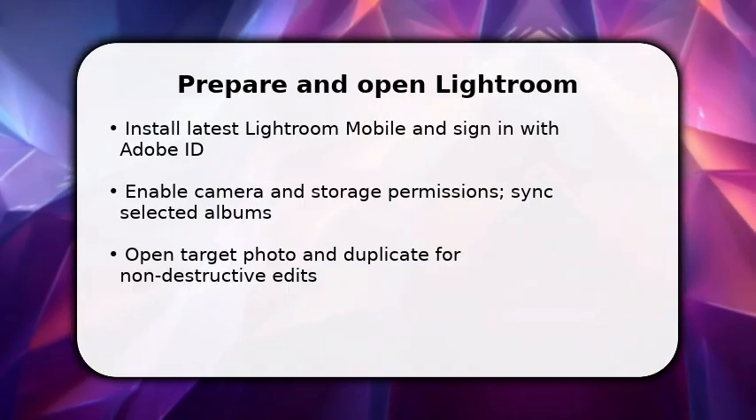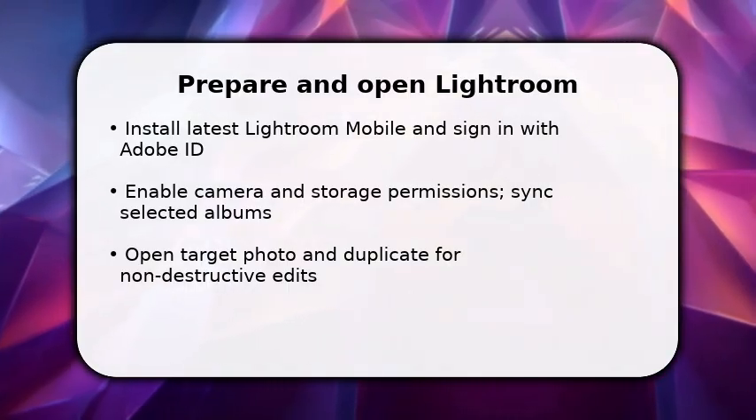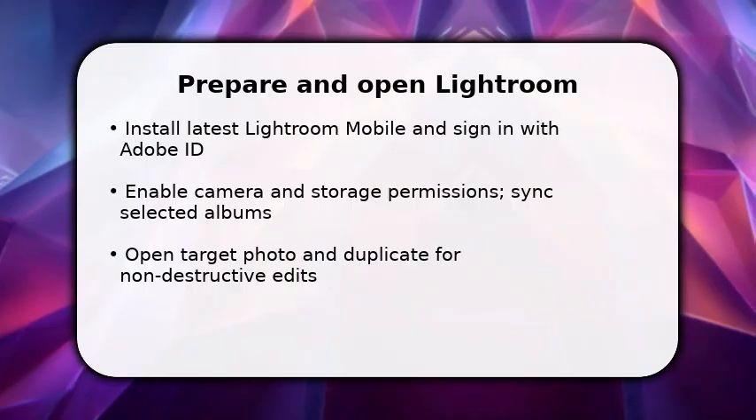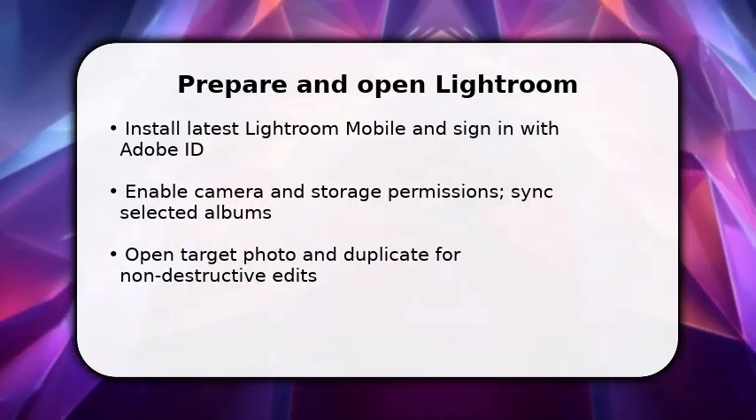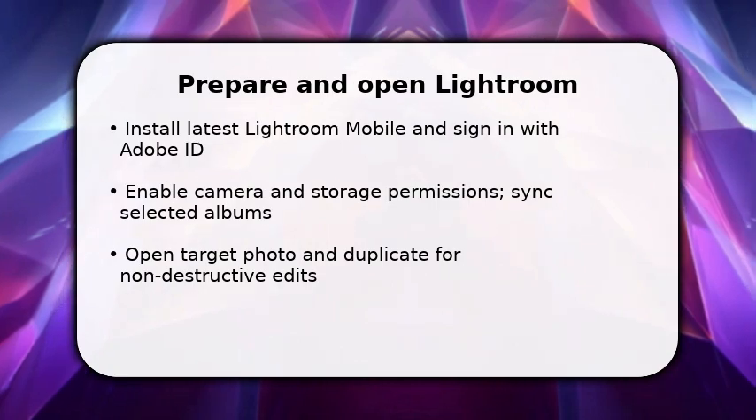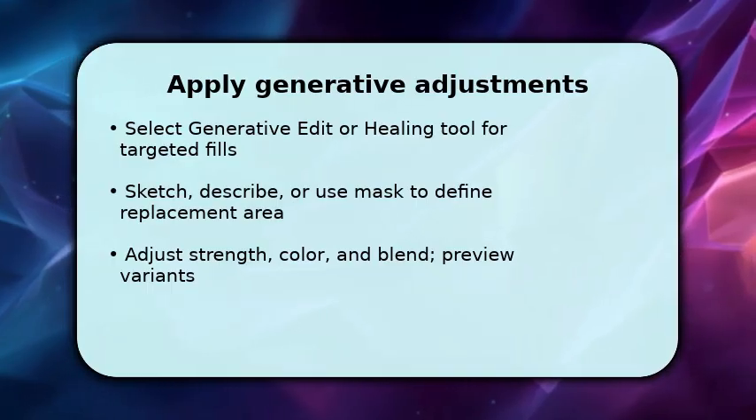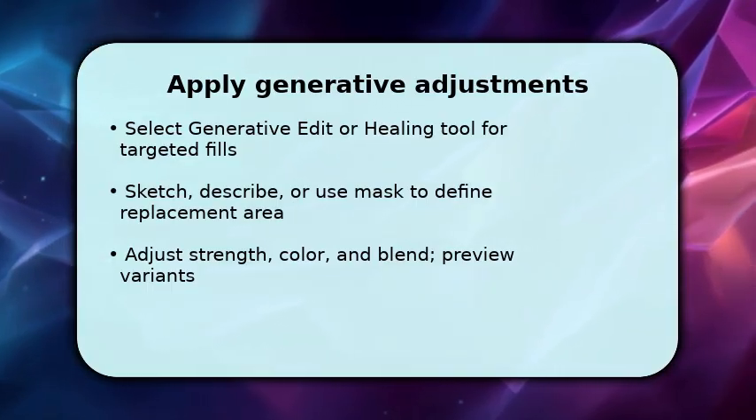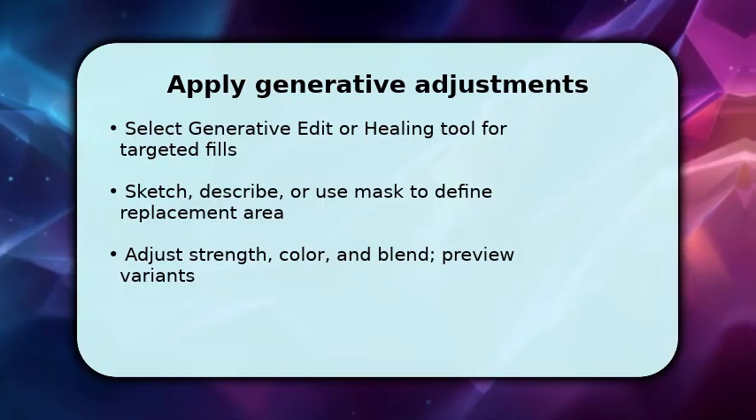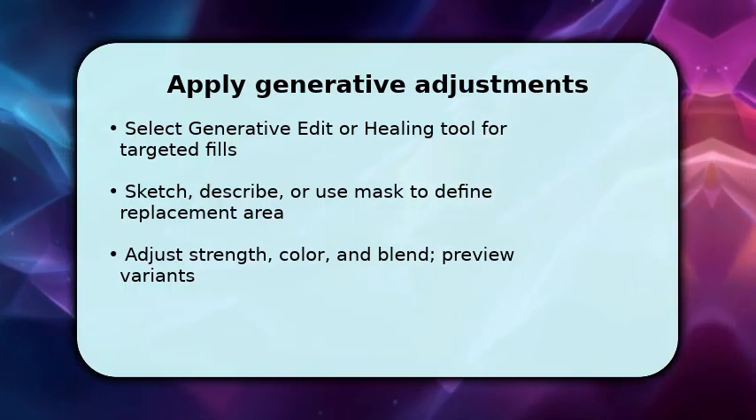Now tap the photo to enter edit mode and choose the crop and healing panels to assess where AI generative edits will be applied next. You'll now use the Generative tools to make the change. Tap Generative Edit or Healing, then draw a mask or lasso around the area you want to replace. Alternatively, type a short prompt describing the desired content.